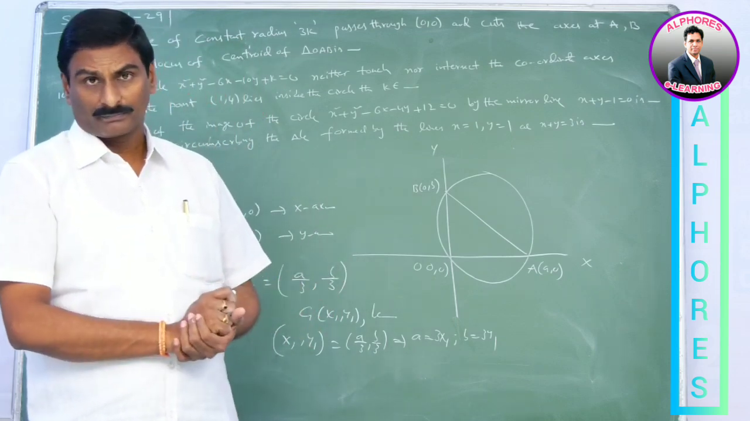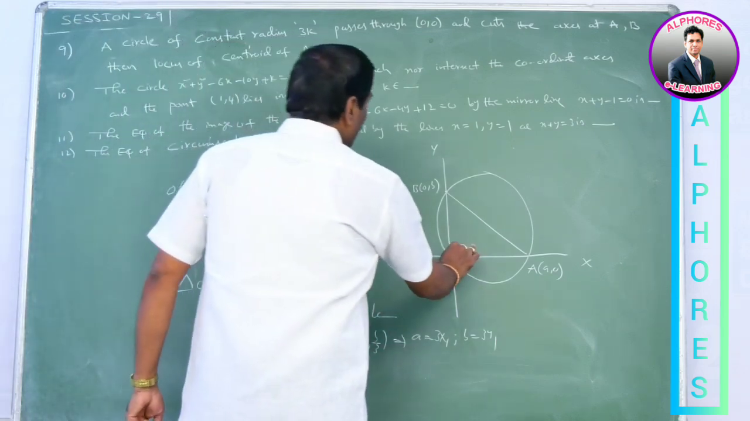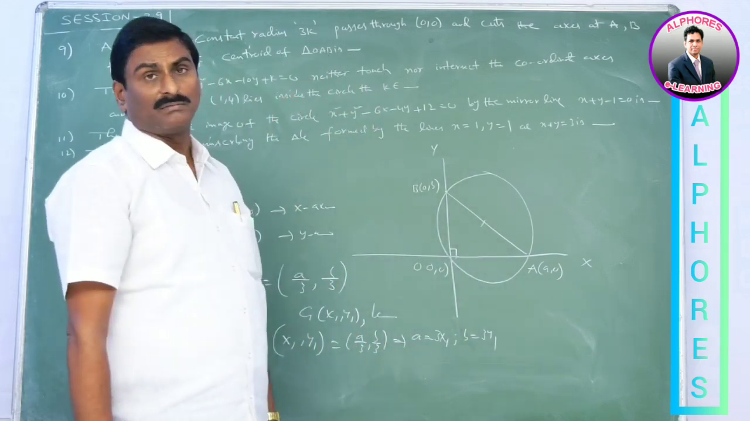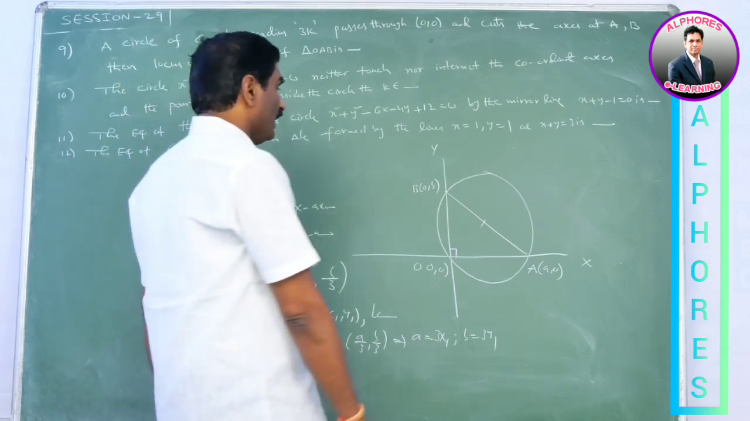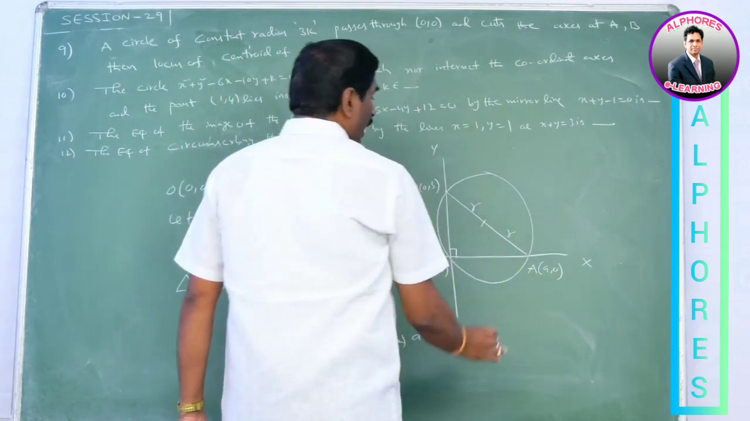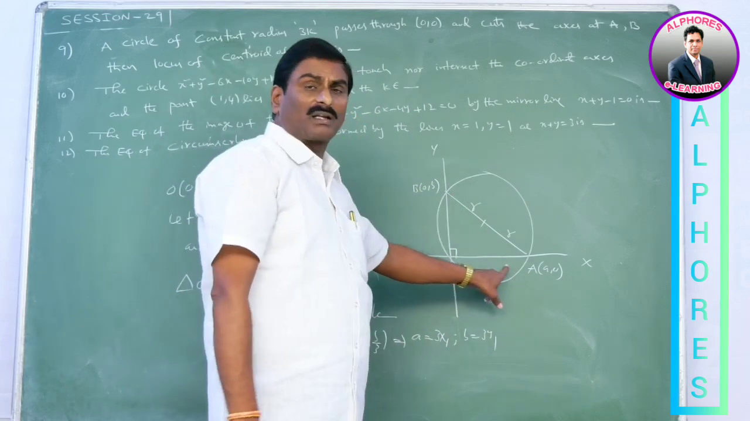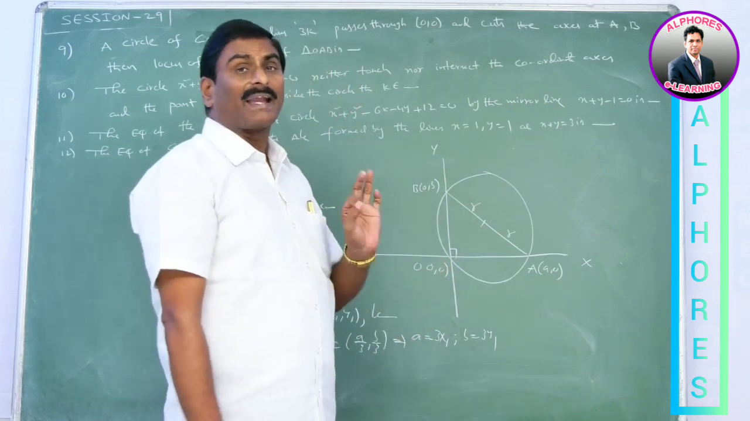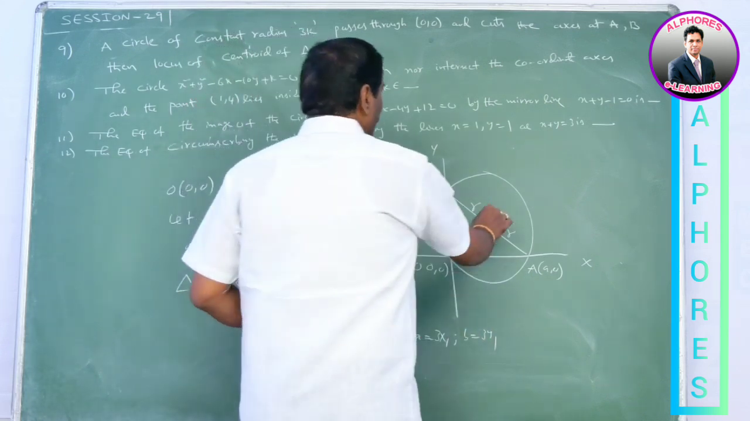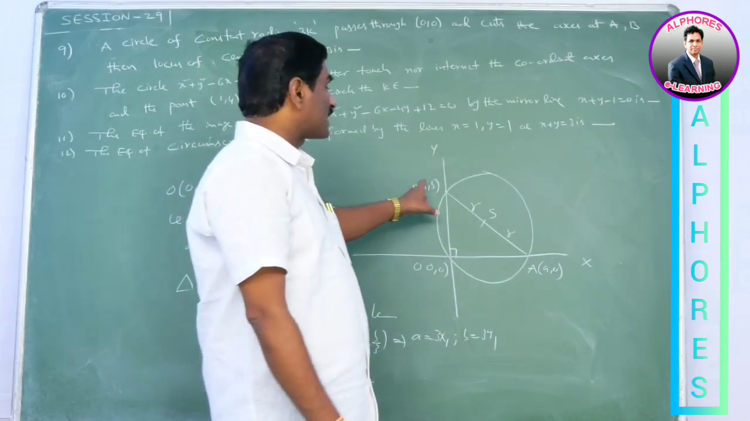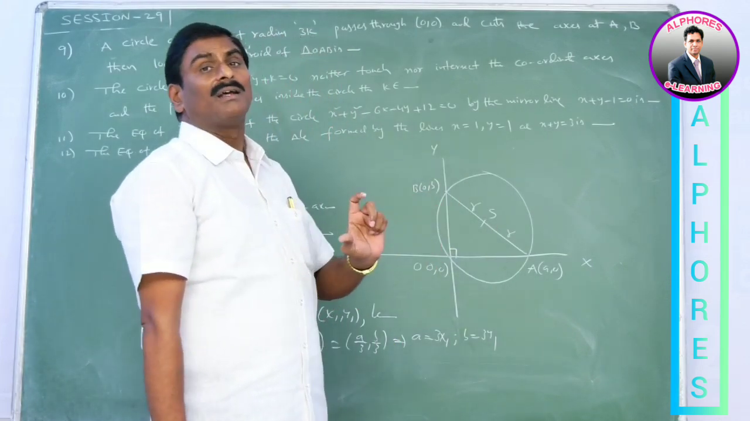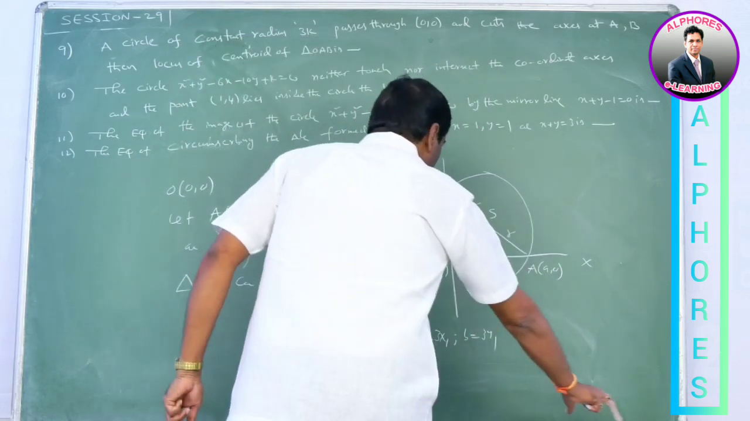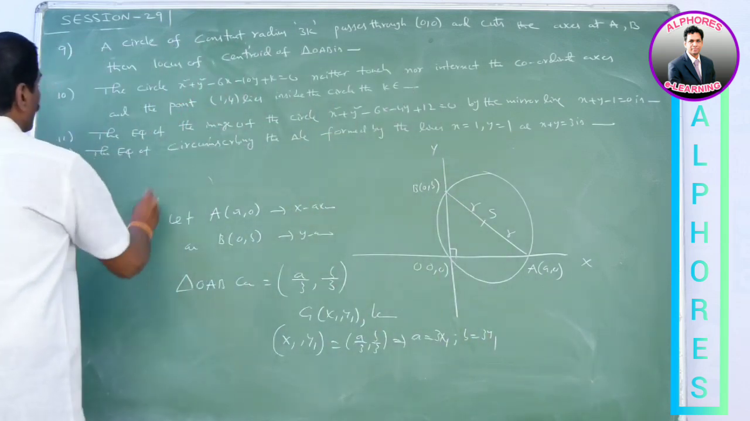How do we eliminate a and b? Here the angle at O is 90 degrees, so AB is the diameter of the circle. Say the radius is r, so clearly AB is equal to 2r. Triangle OAB is a right angle triangle, and in a right angle triangle the circumcenter is the midpoint of the hypotenuse. That means the hypotenuse is equal to the diameter of the circumcircle, so AB is equal to 2r.